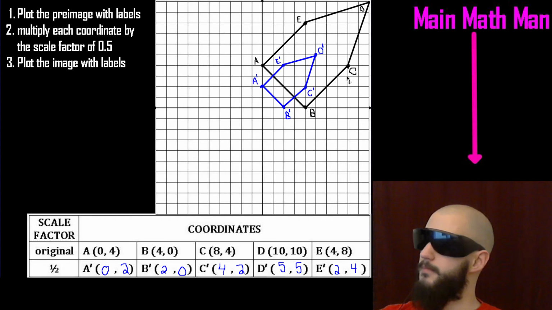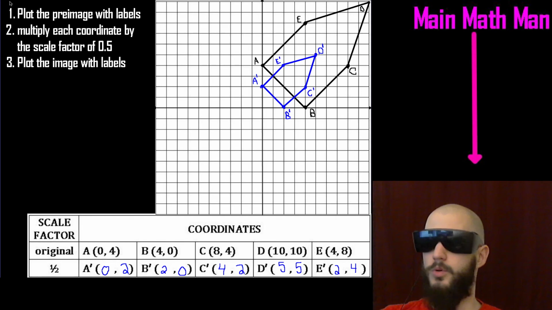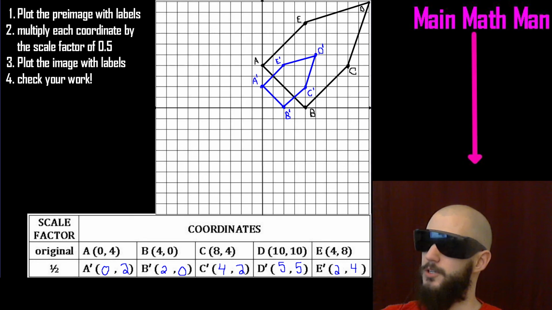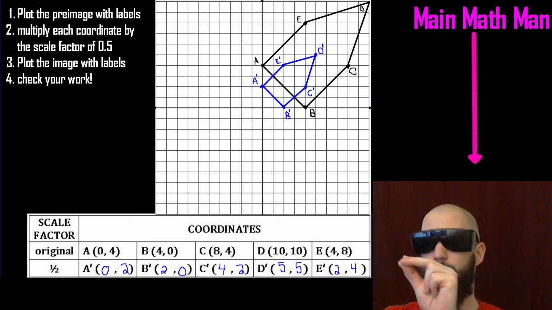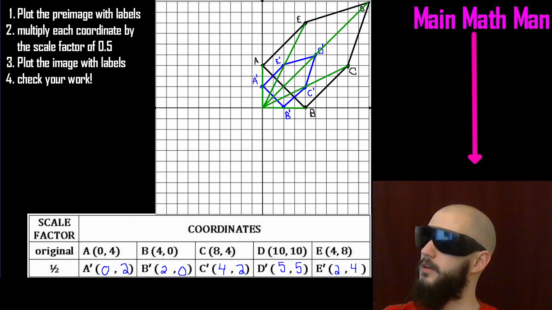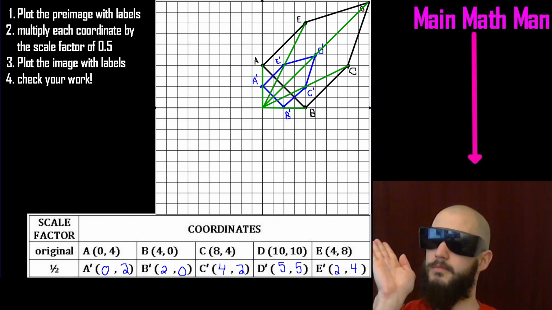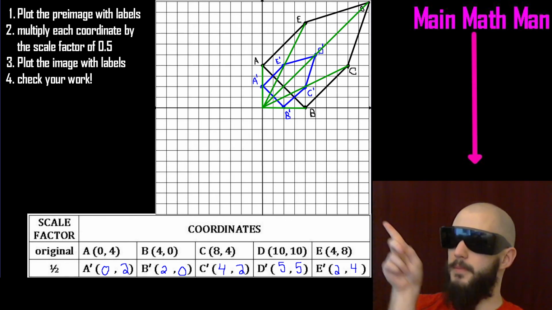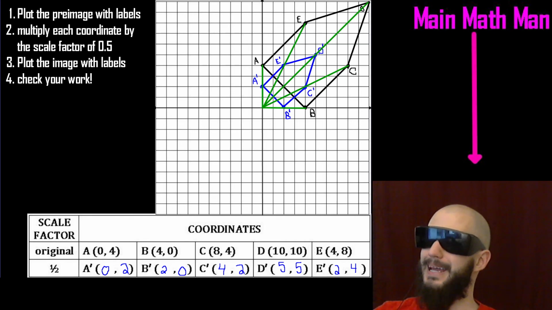So I plotted them in there, and we know it's already good, but always to be sure, you want to check your work. You can do that by drawing that line through the corresponding points to the origin, just like so. Perfectly drawn in there is that image and pre-image hitting through each of those points to the origin. That way we know for sure it is correct.